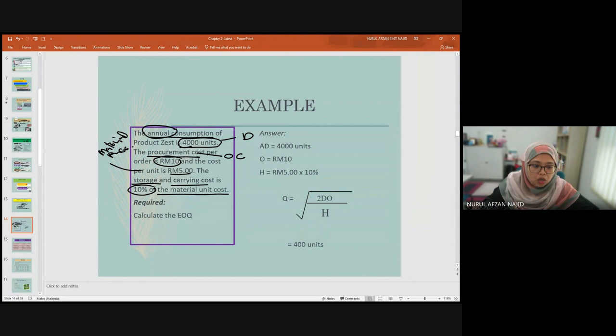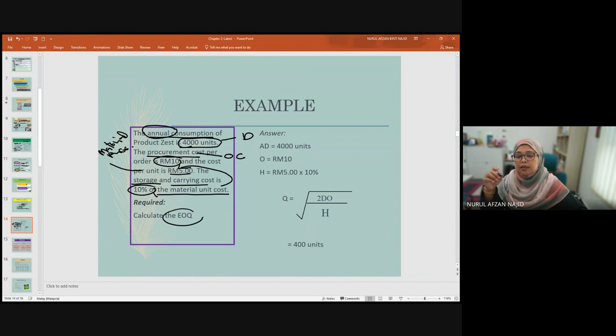So you kena cari. You kena cari storage ni berapa ringgit. The storage and carrying cost is 10%. So 10% daripada mana? Daripada material unit cost. So how much the material unit cost? RM5 ni. So dapat dia punya case study, itu jalan cerita dia, you are required to calculate the EOQ. So you keluarkan satu persatu daripada formula tu apa yang you perlukan.